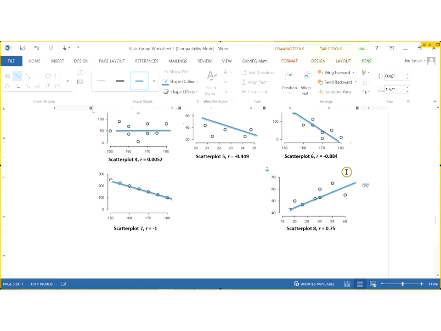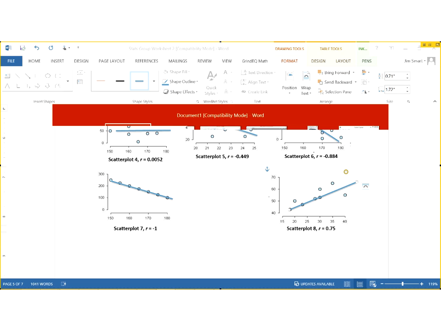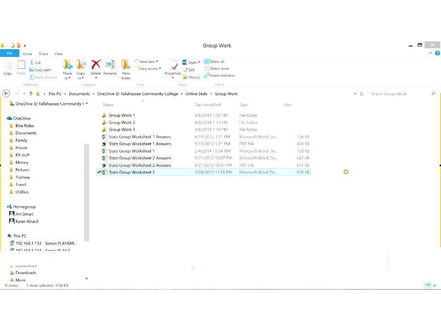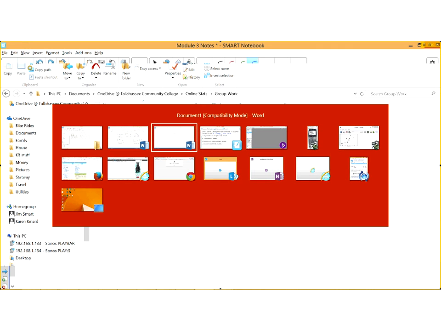Right? And then the last one is a pretty strong pattern, but there is some scatter about the line. So the R is fairly close to 1, but not terribly close. So hopefully seeing those gives you some idea of the pattern that the R takes.